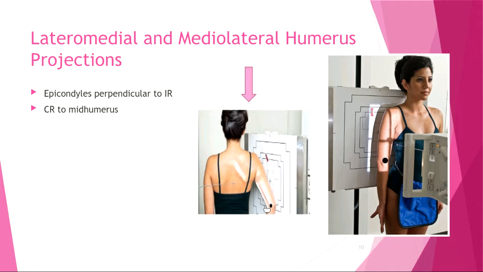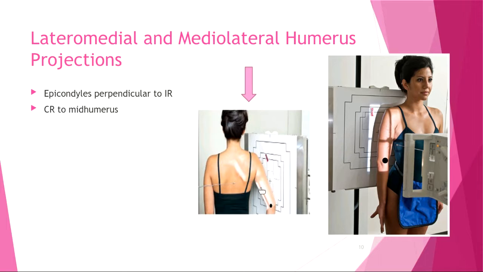So in the AP, they were parallel, but now they're going to be on top of one another and perpendicular to the IR. Your central ray doesn't change. It's still mid-humerus, so midway between the shoulder and the elbow. Again, with the arm pulled back like this, you simply find midway. And this, you would align before you turn the tube head.